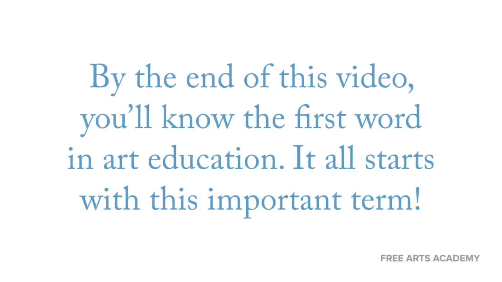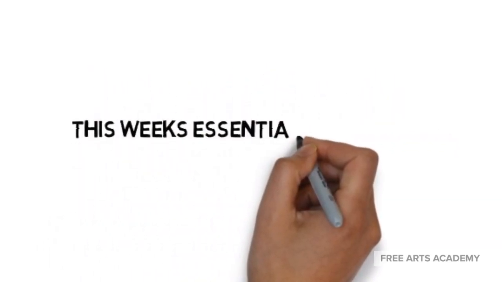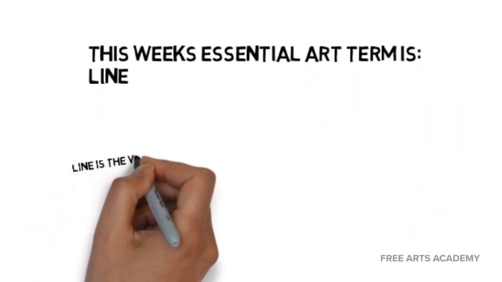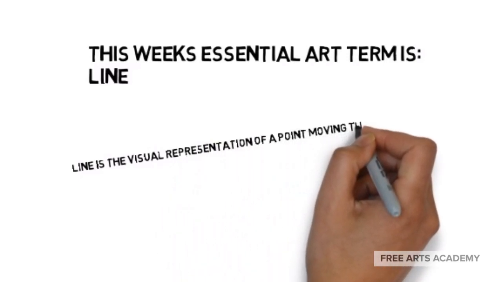By the end of this video, you'll know the first word in art education. It all starts with this important term. This week's essential art term is line. Line is the visual representation of a point moving through space.